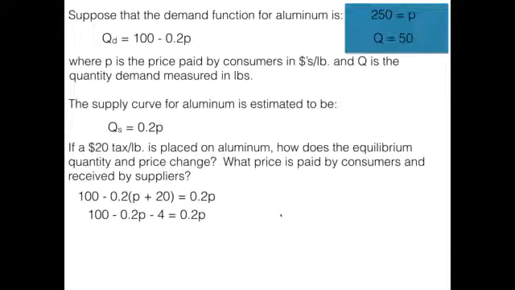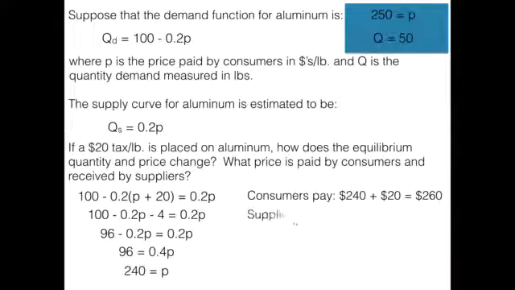We multiply that 0.2 through, which yields 100 minus 0.2p minus 4 equals 0.2p. We subtract that 4 off there, gives us the 96, and then when we add 0.2p to both sides, we get 96 is equal to 0.4p, and we divide by 0.4 through, and we get p is equal to 240.